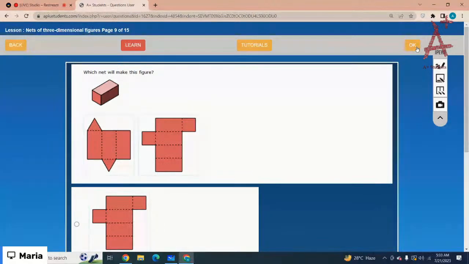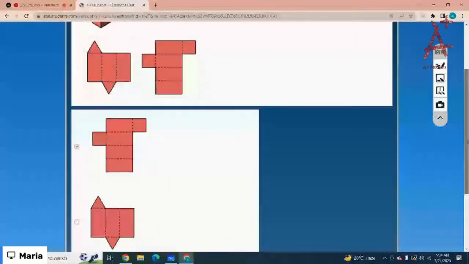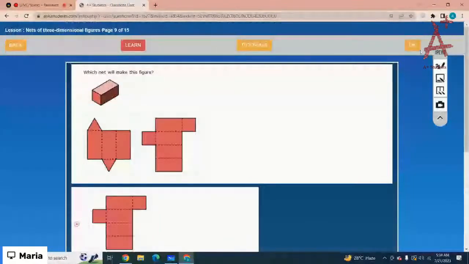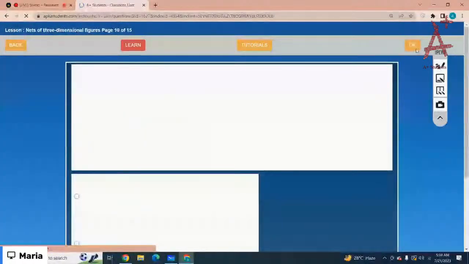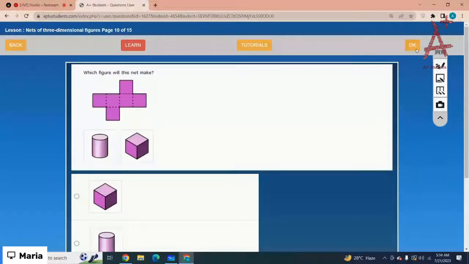The correct option is the second one. The second net makes this figure. Which figure will this net make? Which is the correct option? One or two? This is the one with the square faces, so definitely cube.